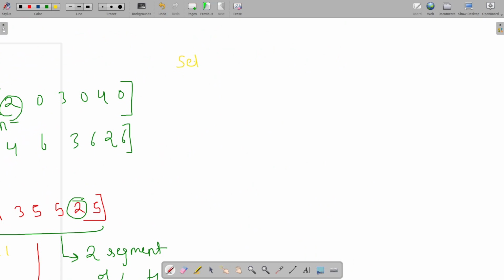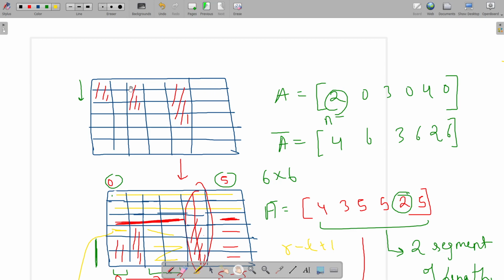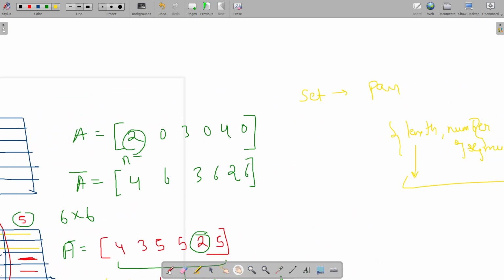So we will create a set which will be a pair, and the first value will be the length, and the second value will be the number of such segments. So we are not iterating over all the segments. We are greedily, for each L to R, finding the maximum number of segments of length R minus L plus 1 by finding the minimum empty spaces in that range. And then we are recursively calling left and right.